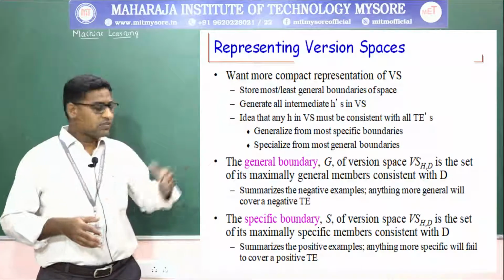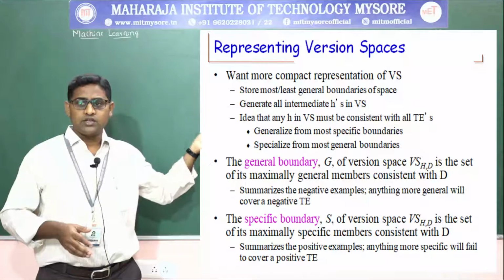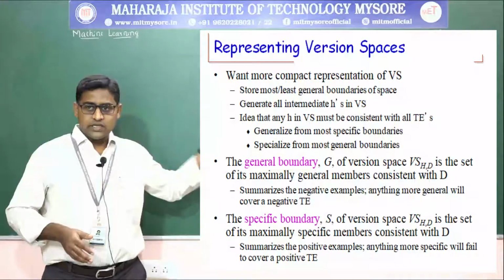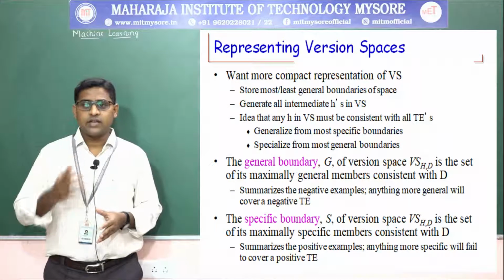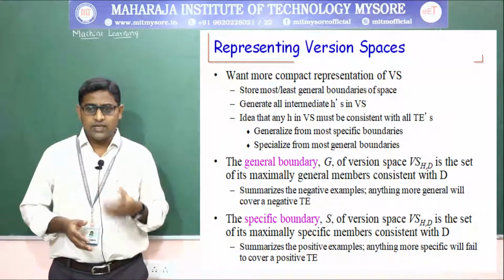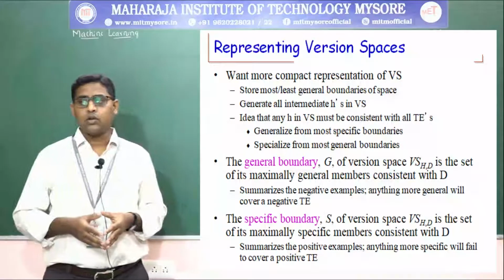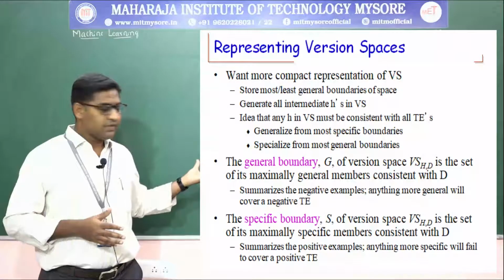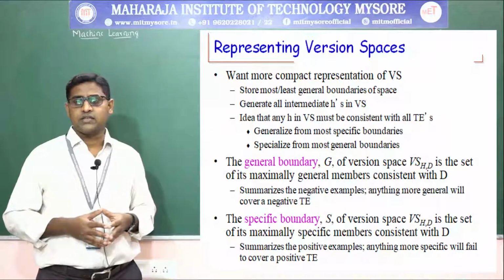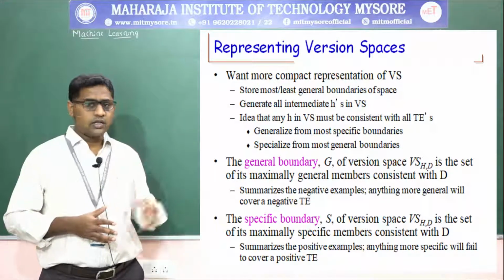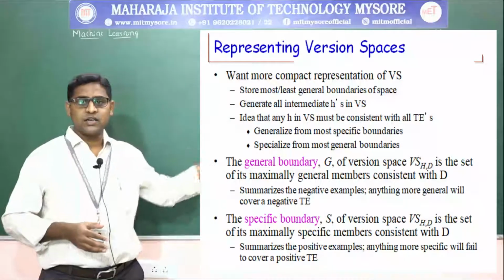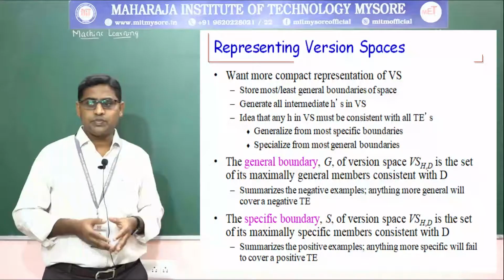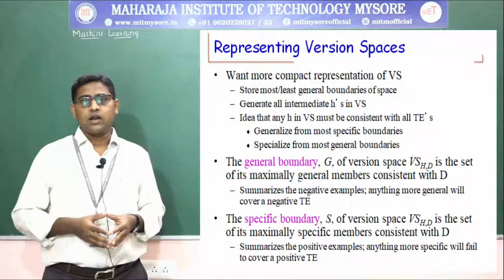The general boundary G of version space VS_{H,D} is the set of its maximally general members consistent with the data set D. Anything more general will cover a negative training example. The specific boundary S of version space VS_{H,D} is the set of its maximally specific members consistent with the data set D, summarized with respect to all positive examples. Anything more specific will fail to cover a positive training example.